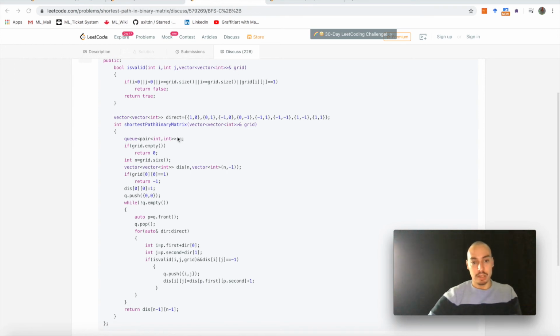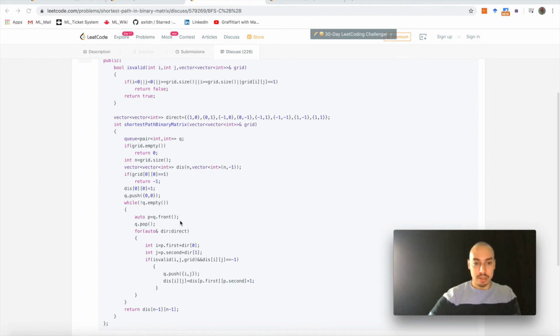So again, we initialize our queue. Here it's a pair of ints, since it's a 2D matrix. We handle some edge cases here. And of course, we have to make sure that we don't visit the same elements twice. In short, we go into our queue and operate on it until that queue is empty. So that's the key theme: while queue is not empty.